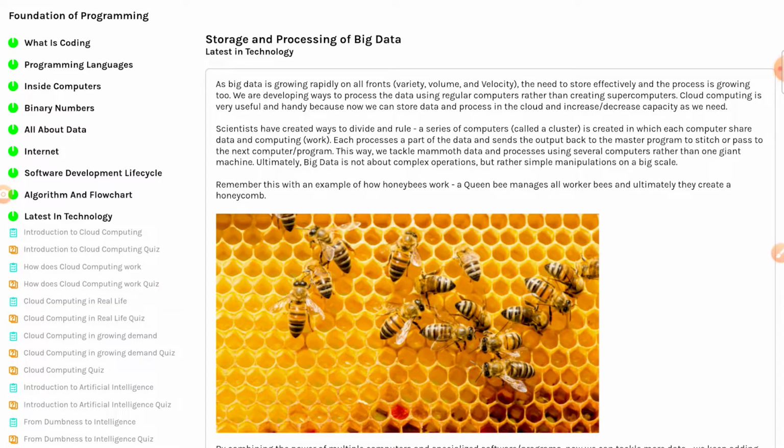Currently you are learning about the latest in technology, and in today's class we will learn about storing and processing of big data.